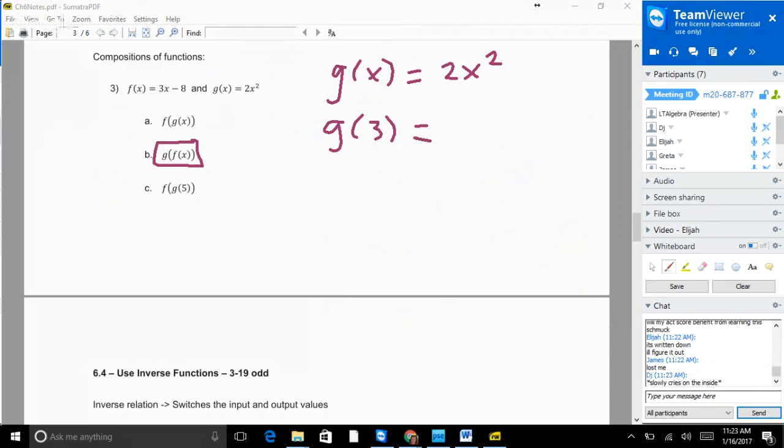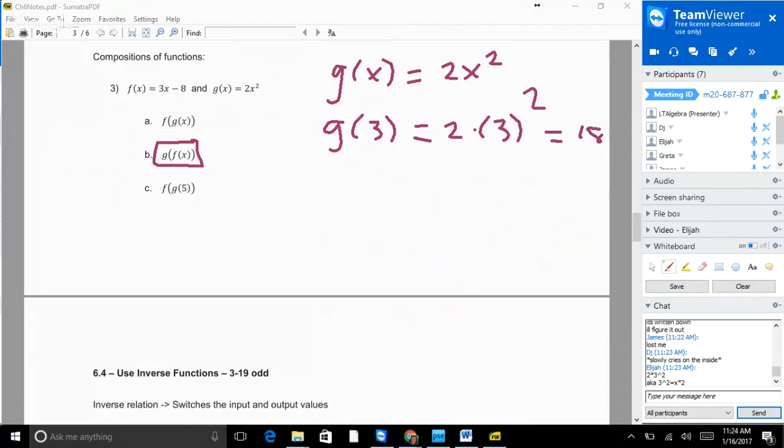That means you're going to plug 3 in as your x value. Yeah, Elijah's got it. It's going to be 2 times 3 squared, and then you can evaluate from there. So g of 3 is going to be 18. Okay, so we're okay with that.